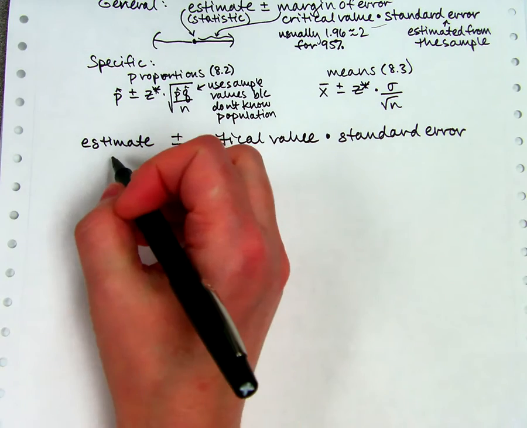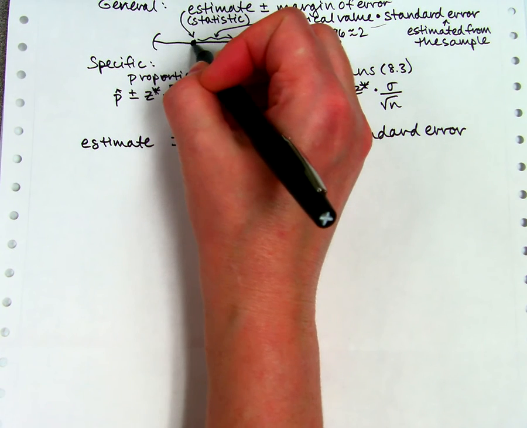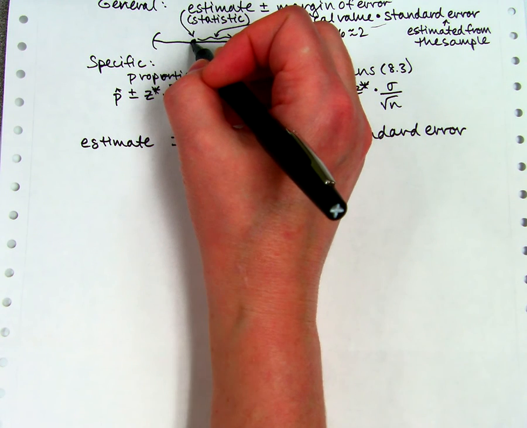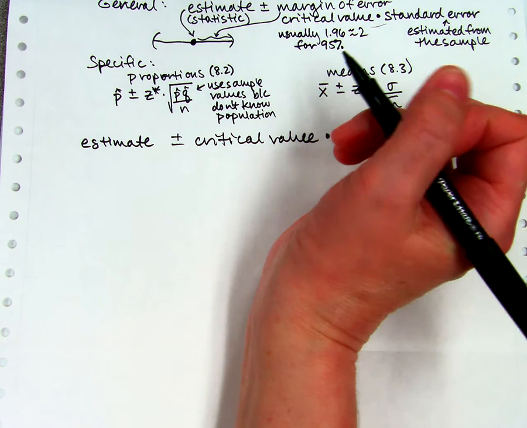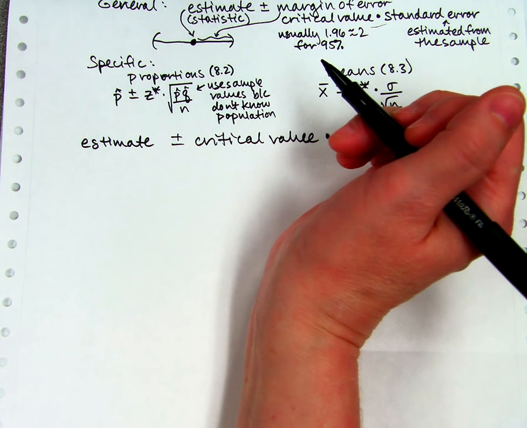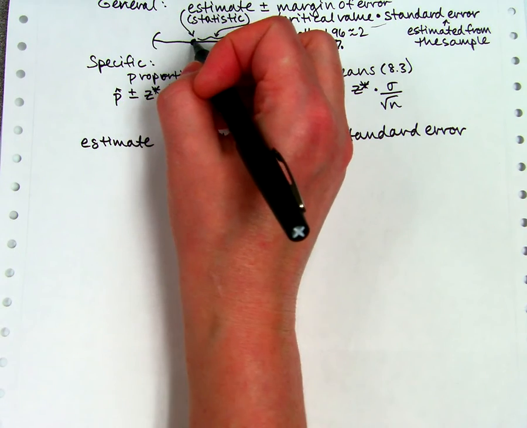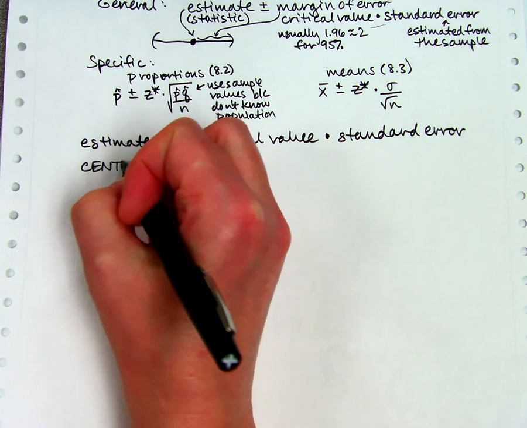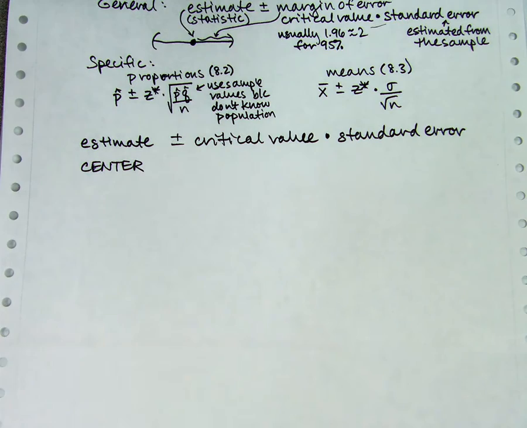This estimate, this spot right here, is the center of your confidence interval, and we want it to be unbiased. We want it to be approximately the same as the thing we're trying to estimate, which is our parameter. That center is the estimate. We'll come back to that in a second.